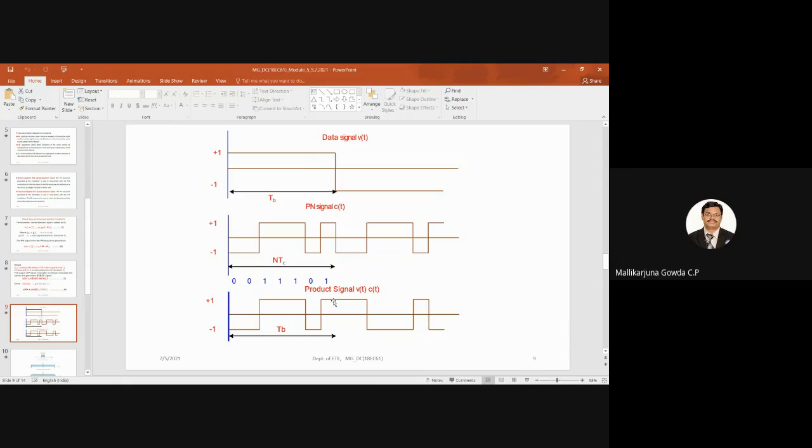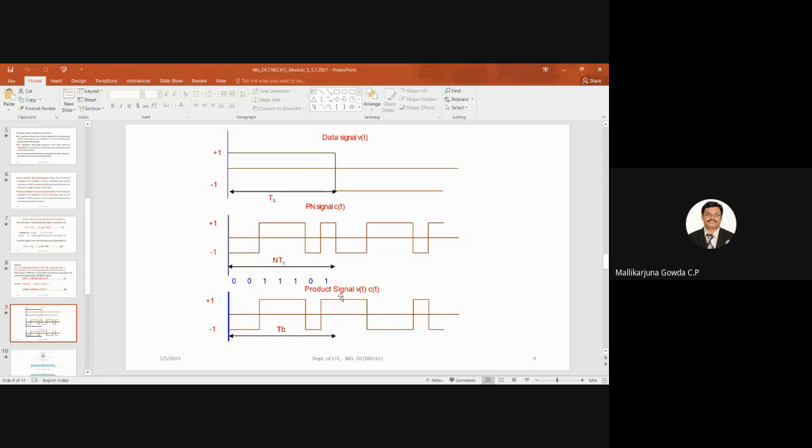So next, what is there for bit 0? Here minus 1, here also minus 1. So minus 1, minus 1, I will get plus 1. That is why it is continued with plus 1. Next bit is what? Minus 1, here also minus 1. So minus into minus becomes plus 1. So plus 1 is there.